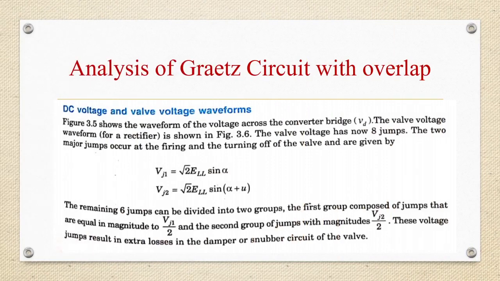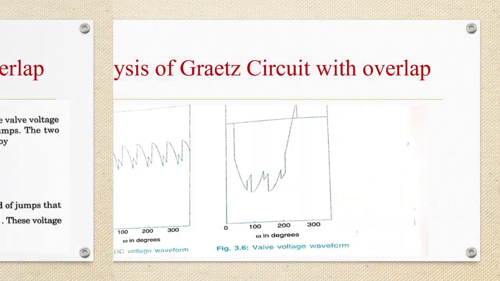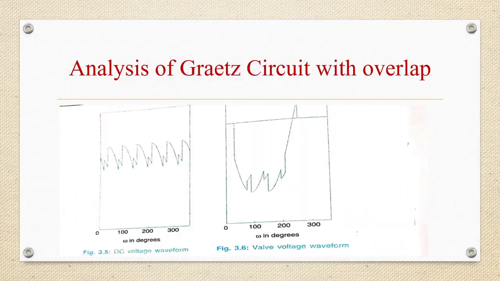Now let us see DC voltage and valve voltage waveforms. So these figures are showing the waveform of the voltage across the converter bridge VD. Valve voltage waveform for rectifier is shown in the second diagram. So this is the DC voltage waveform and this is the valve voltage waveform.